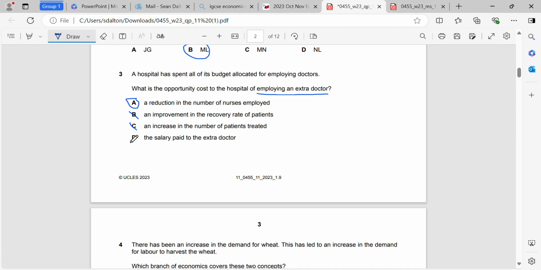And the salary paid to the extra doctor, again, is not an opportunity cost. It is a consequence of the decision. It is not an opposite effect of the decision that has been made. So anything that's relating to a doctor can't be an opportunity cost because it's a consequence of the decision. It is not something that has been given up.